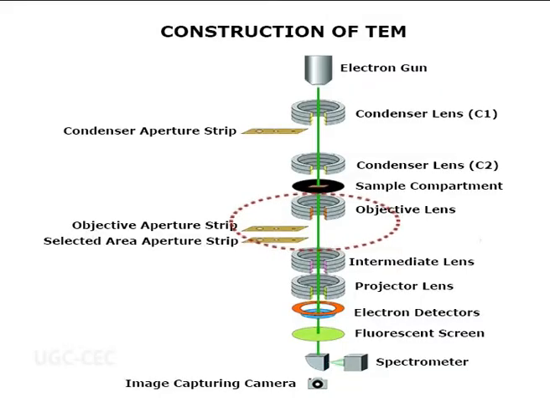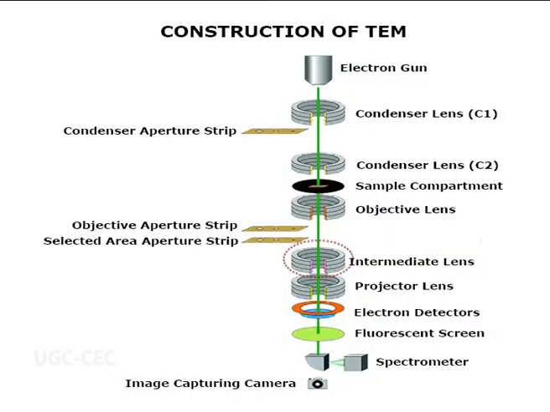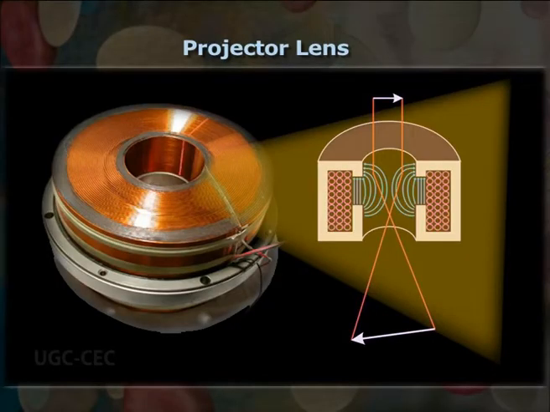The next part of TEM is the objective lens with aperture. The main function of the objective lens is to focus the transmitted electrons from the sample into an image. Objective aperture enhances the contrast by blocking out high angle diffracted electrons. The next part of TEM comprises intermediate lenses. Another major component of TEM includes the projector lens with aperture. The projector lenses are used to expand the beam onto the screen.